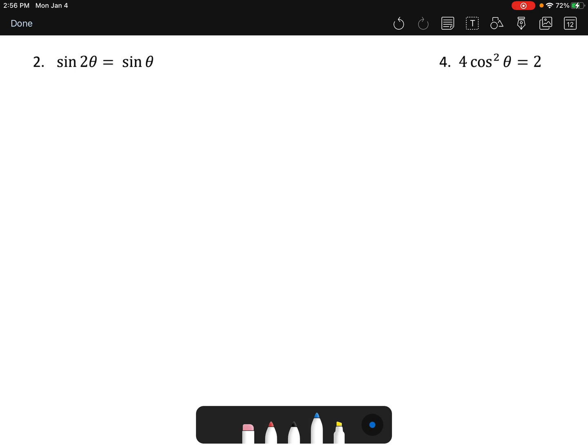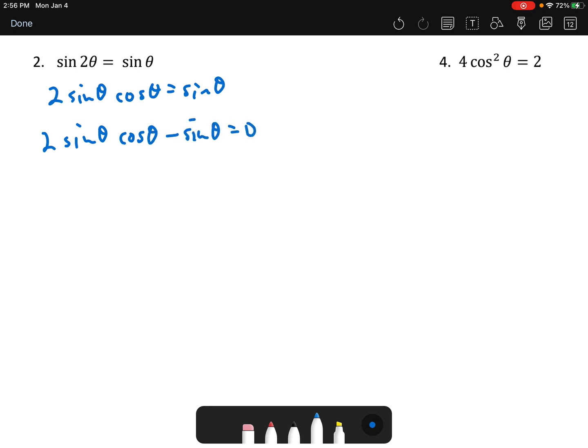Yeah, me too. I can't divide by sine theta. That doesn't make any sense. But I can change sine 2 theta to a double angle formula, which is 2 sine theta cosine theta equals sine theta. Now, if you recall from 3 weeks ago, we don't want to lose sine. We can't divide by sine because we will lose an answer.